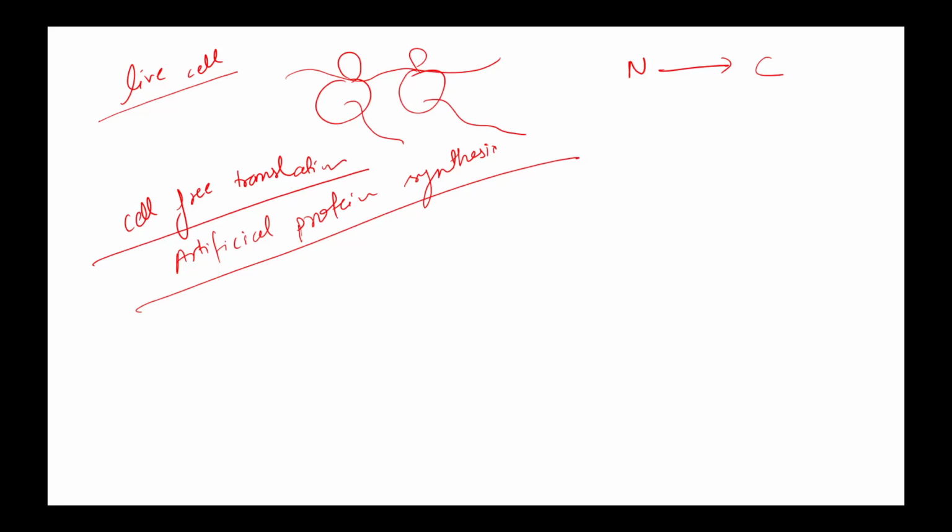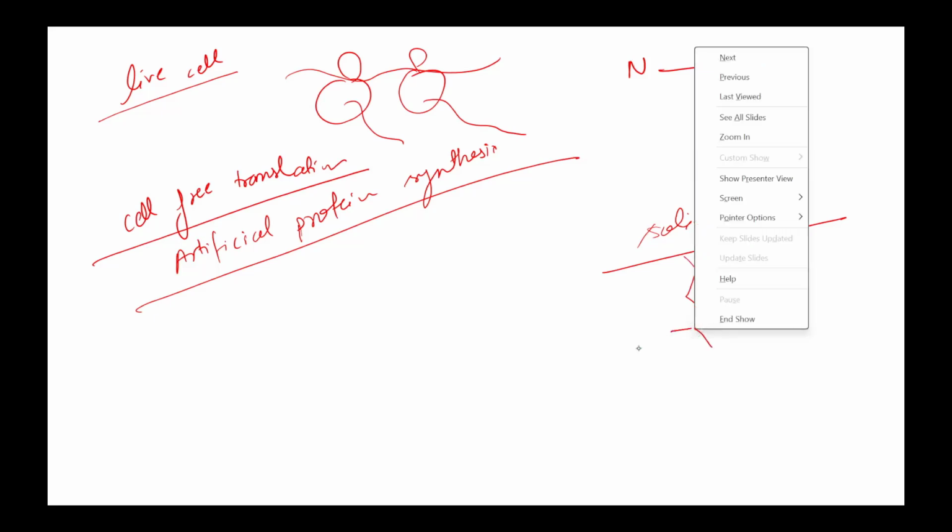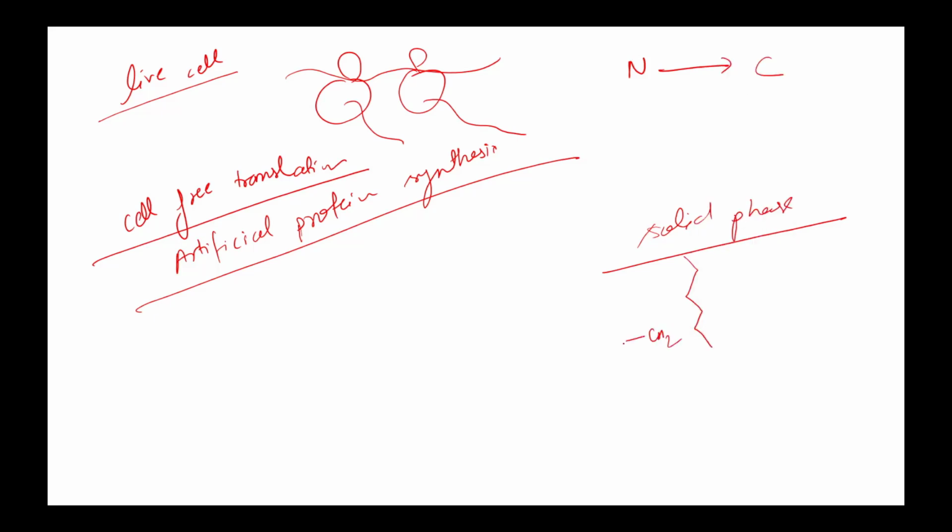For that we have one solid phase, which is made of styrene rings, a polystyrene polymer. It has a chloromethyl group, which is the active group in the solid phase. This solid phase is insoluble and easy to use for artificial protein synthesis. There, the amino acids are provided and added one by one.